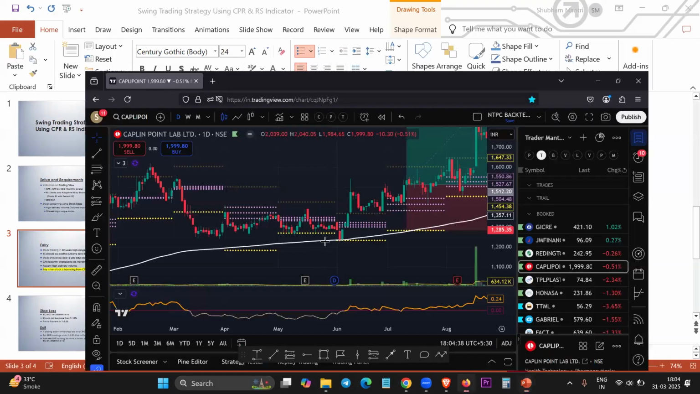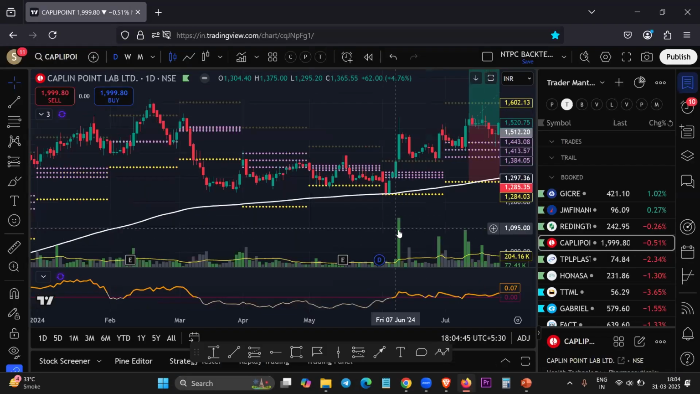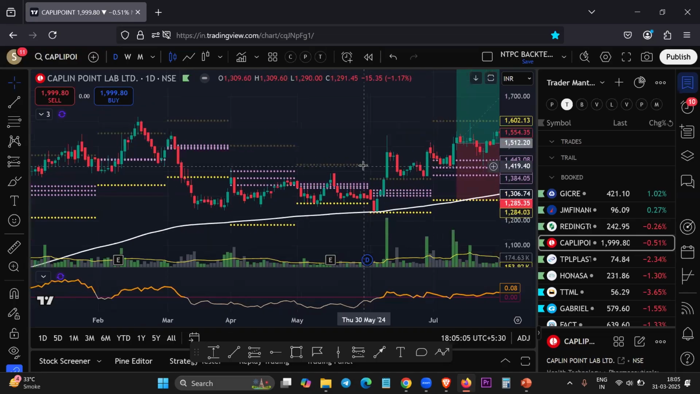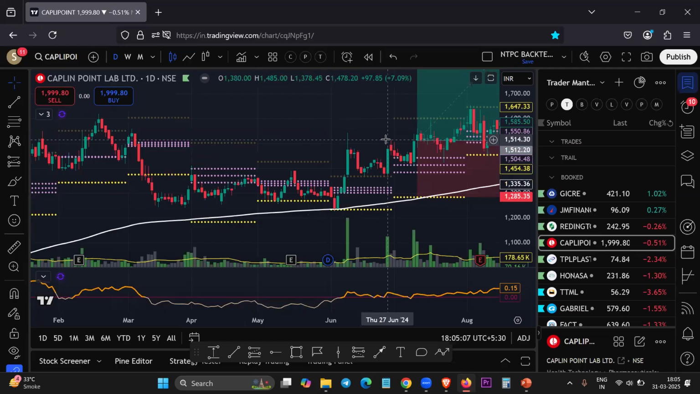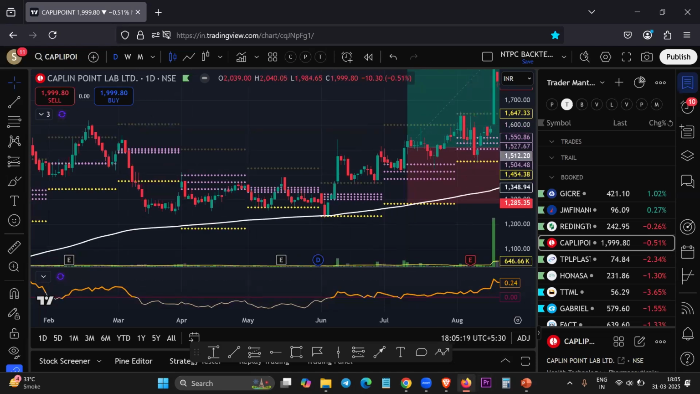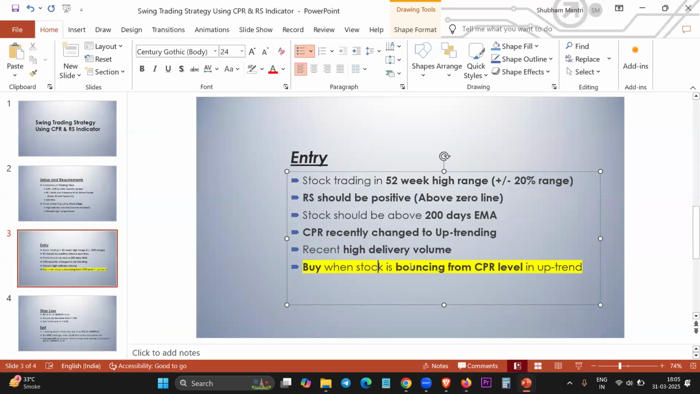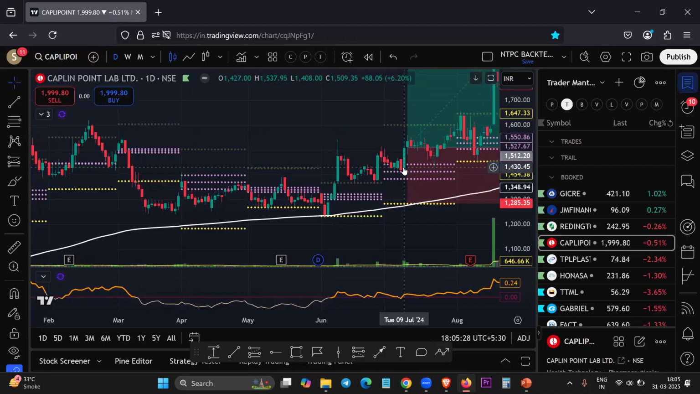You can see here on this day, Monday 10th of June, it had shown high volumes. So all the first 5 criteria were met in this stock, and then you can see the stock went up, then it came down and it bounced back from these 3 pink lines, that is the CPR level. So this is what our entry criteria is. We will buy the stock when the stock is bouncing from the CPR level. On this day you can see the stock has bounced from the CPR level, and the next day I have taken entry in this stock.